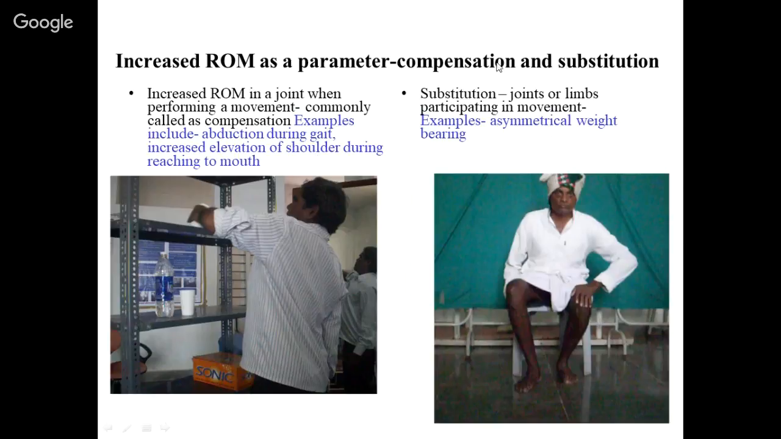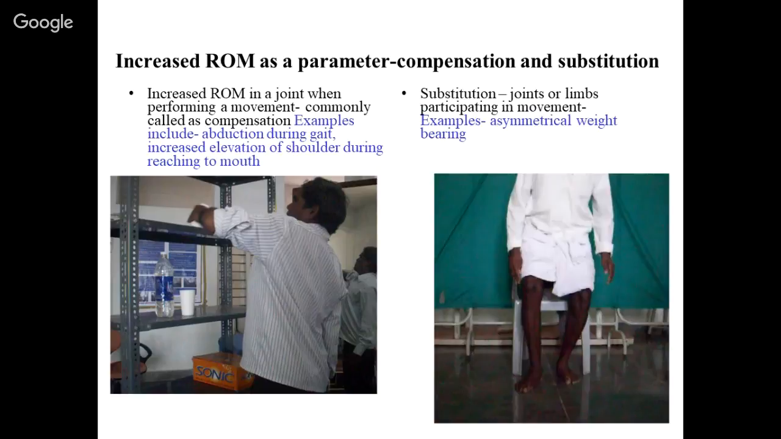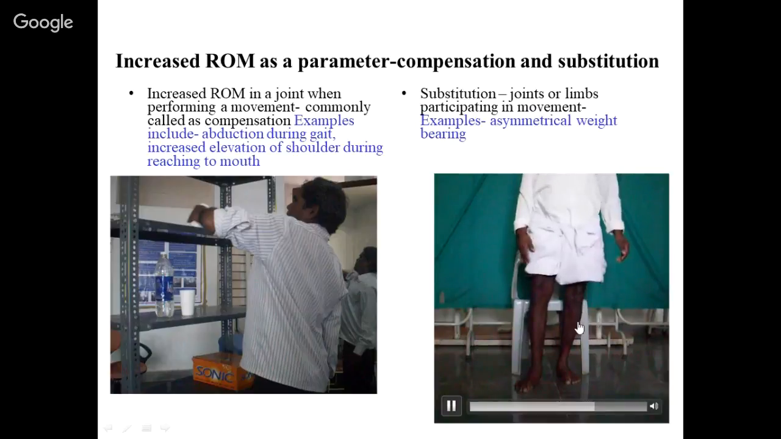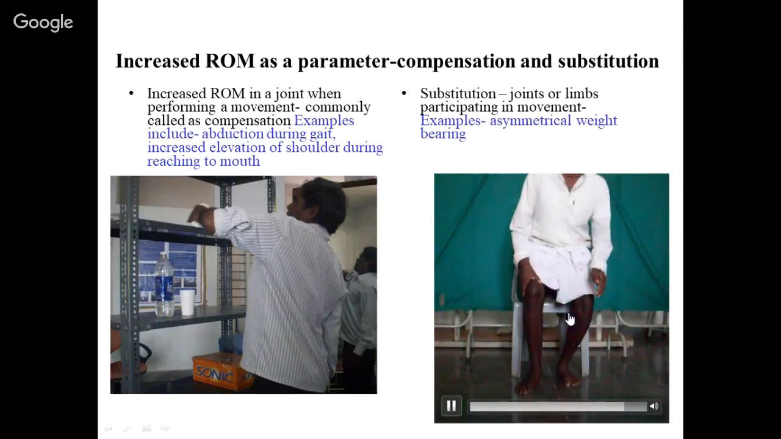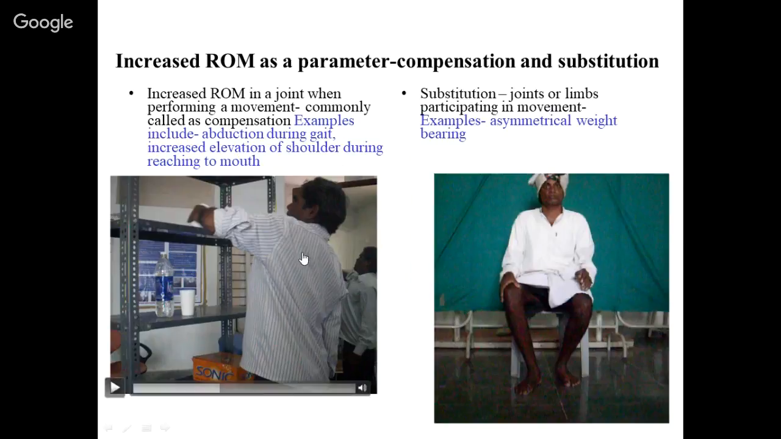The other parameter they will use in the case of ROM is substitution. What do you mean by substitution? There is increased usage of your normal limb rather than your abnormal limb, right? So you are substituting one part for another. That's called substitution. So these are the two ways ROM is mostly used for abnormality, right? They use it for this is not aligned, this alignment is not that, that kind of thing.